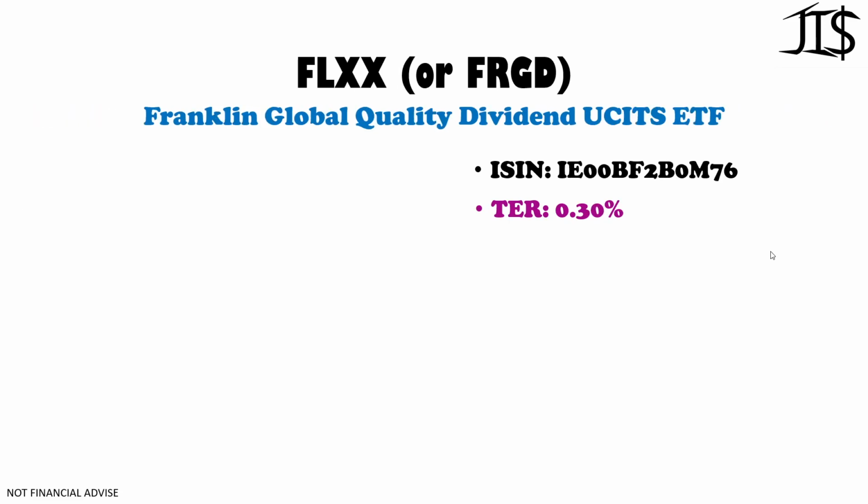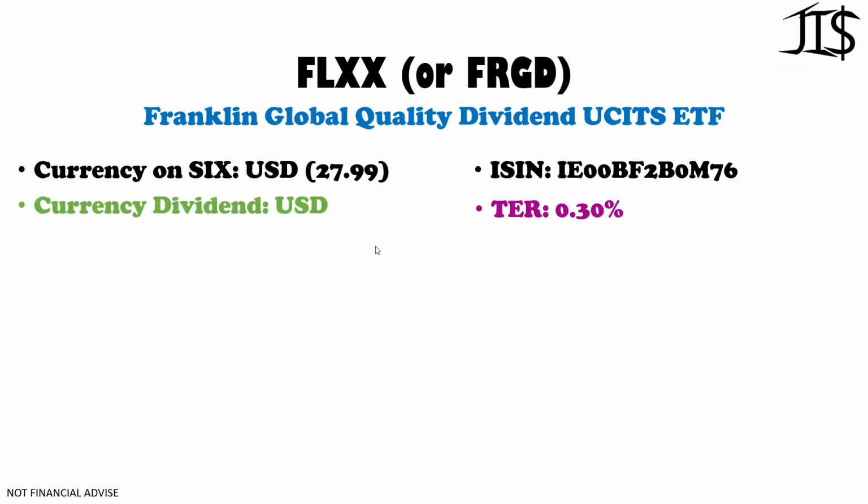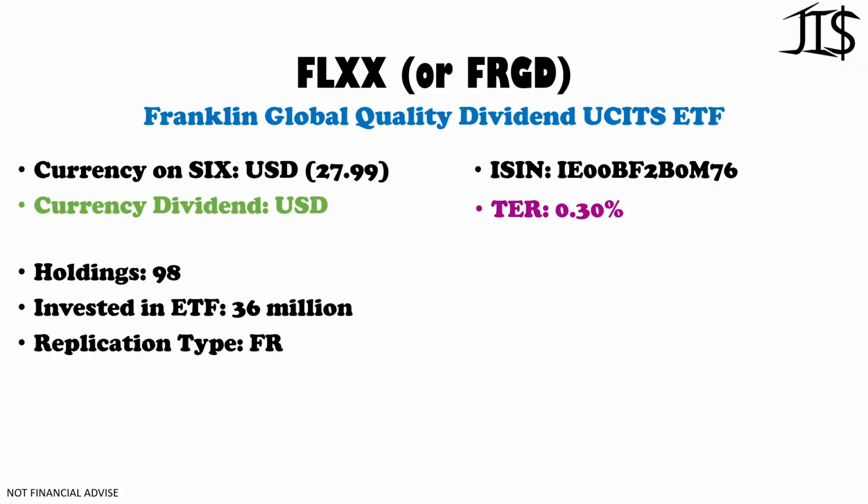Then FLXX, or FRGD, is the Franklin Global Quality Dividend UCITS ETF. It has a total expense ratio of 0.30%. The currency is US dollar, 27.99 right now, and the dividend is also paid out in US dollar. It has 98 holdings and only 36 million invested in it.